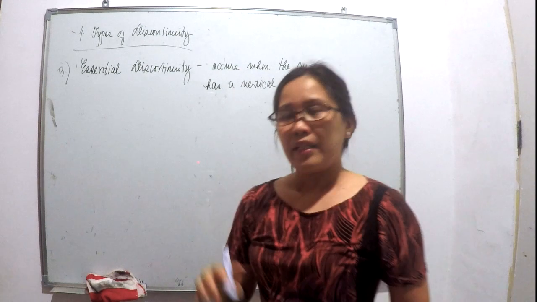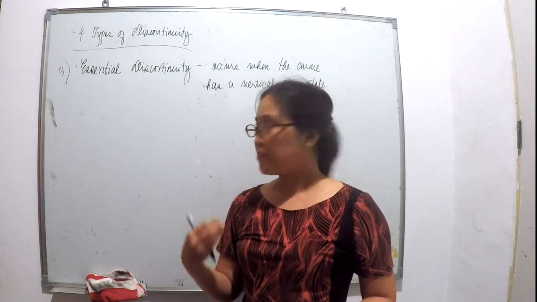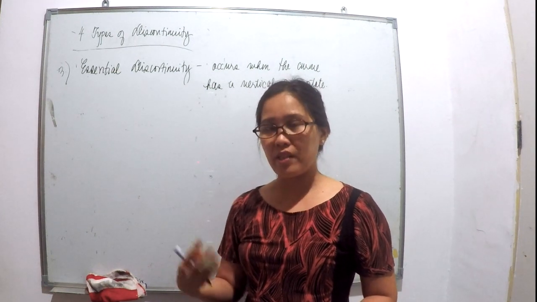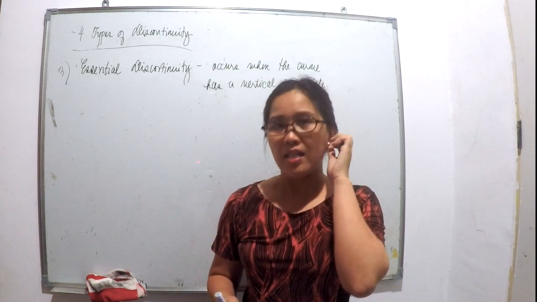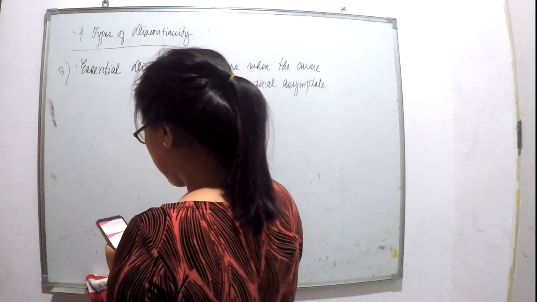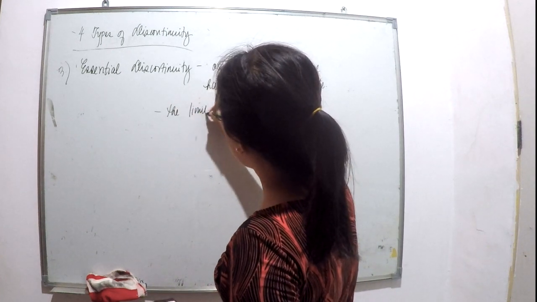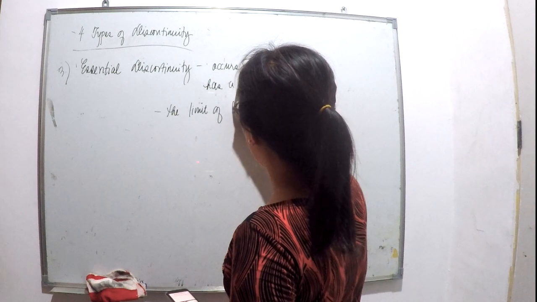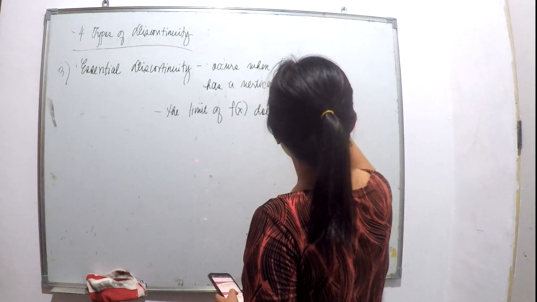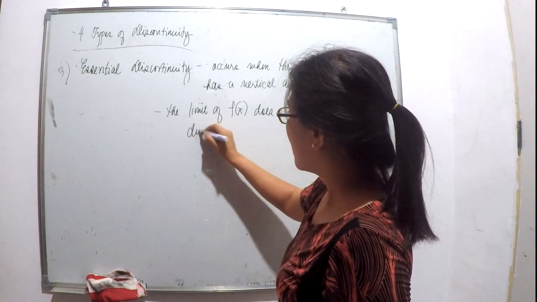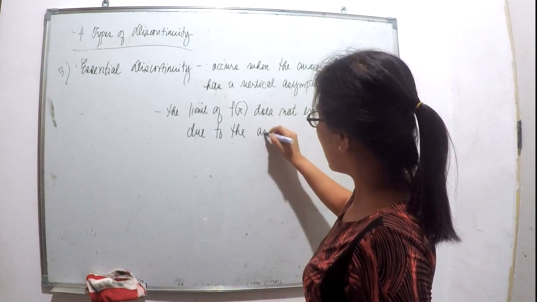Okay. If the function has a vertical asymptote, that's one clue, then we can say that it is discontinuous at that point. That can make the function undefined, and that type of discontinuity is essential. Another clue here: the limit of f of x does not exist due to the asymptote.